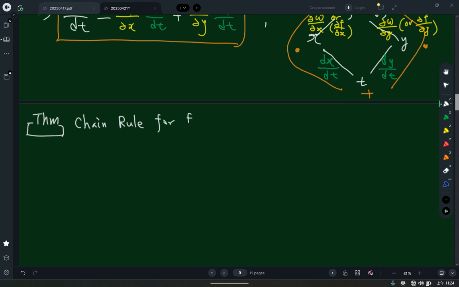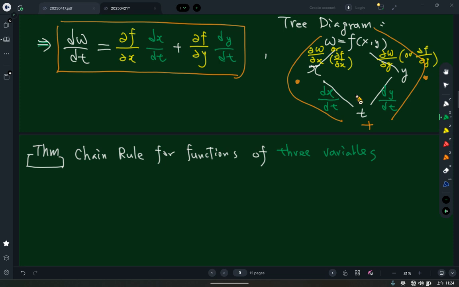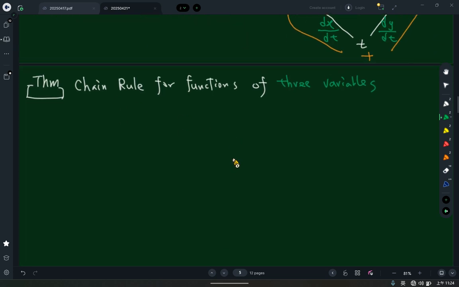For functions of three variables, you can simply extend the idea from two variables to three variables.